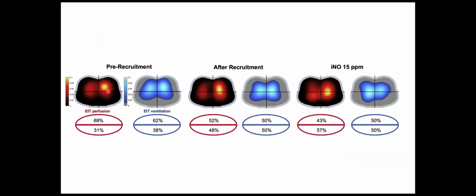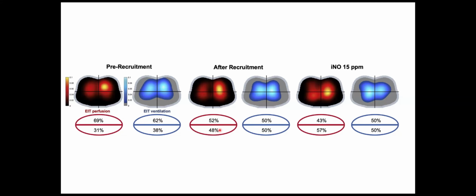He had a patient with an impairment of perfusion in the dorsal regions of the lung, only 31%. And then he realized that the ventilation was also impaired. And this was suggestive of a bilateral atelectasis. And then he performed a gentle recruitment maneuver. And at the same time that he improved ventilation, he improved perfusion. So this is a sign of a very successful maneuver.